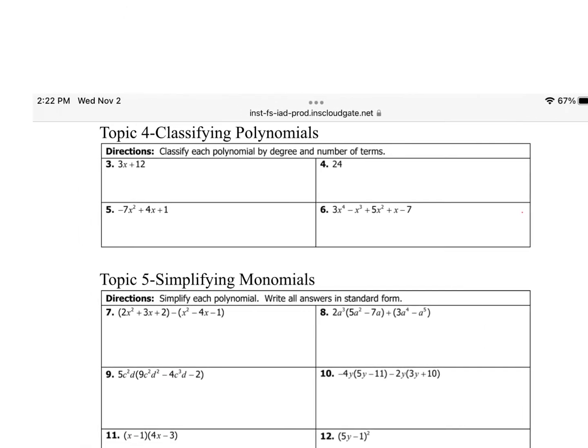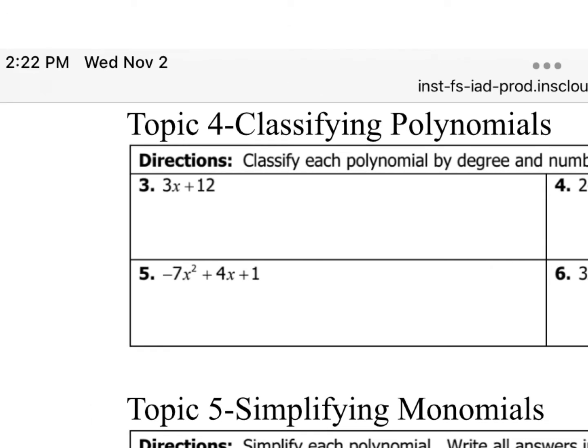Classifying polynomials, and you were to classify them by degree and by number of terms. And degree is starting with 0, constant, 1 linear, 2 quadratic, 3 cubic, 4 quartic, and 5 quintic. And number of terms, 1 monomial, 2 binomial, 3 trinomial, and 4 or more polynomial. So for number 1, actually 3, the highest exponent is 1, so this is linear. And there's 2 terms, that's a linear binomial.